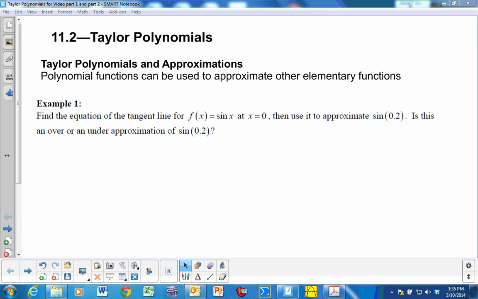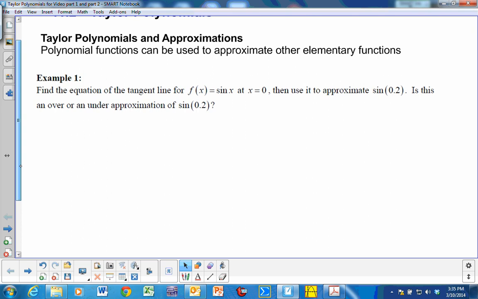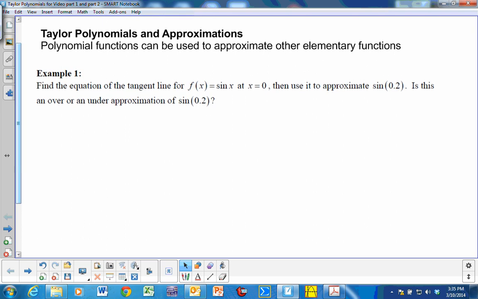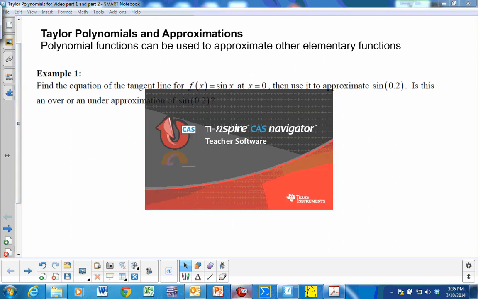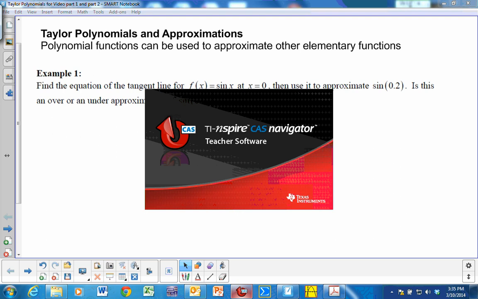So first example, we're going to find the equation of a tangent line for sine x at the point x equals 0, and we're going to approximate sine of 0.2 with that. I'm going to get the calculator going because we're going to need that in a minute. And then we want to know if it's an over or under approximation for sine of 0.2.